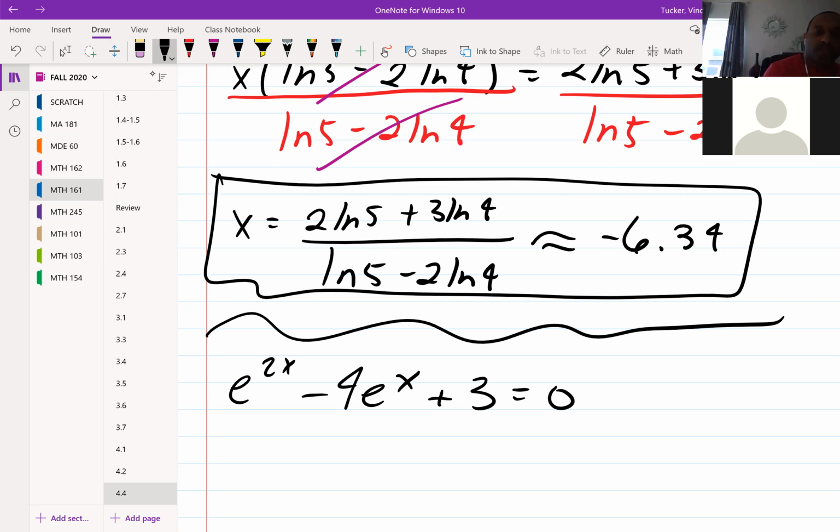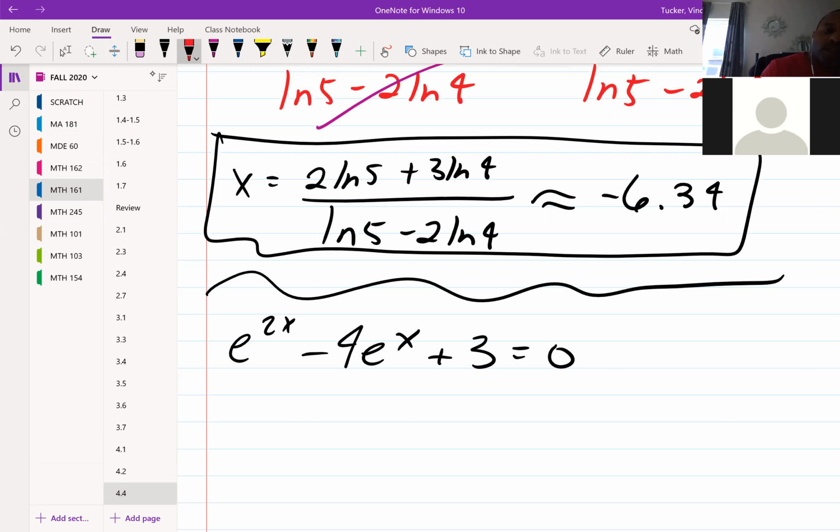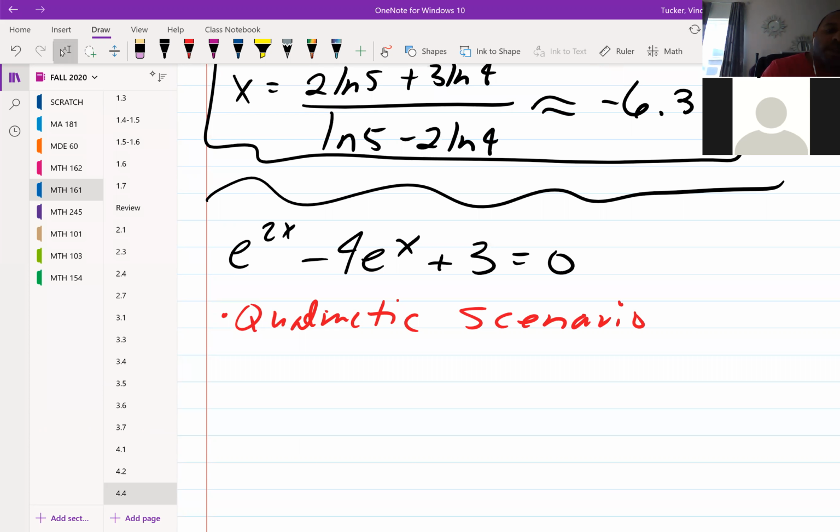All right, so we have e to the 2x minus 4 e to the x plus 3. That's going to be equal to 0. So what we have right here is a, let's say, quadratic. We have a quadratic scenario here. And what I mean by that is when I look at e to the 2x, that's the same thing as e to the x squared.